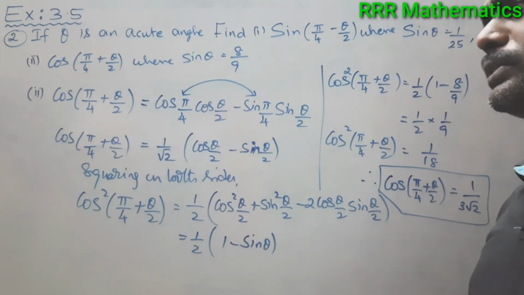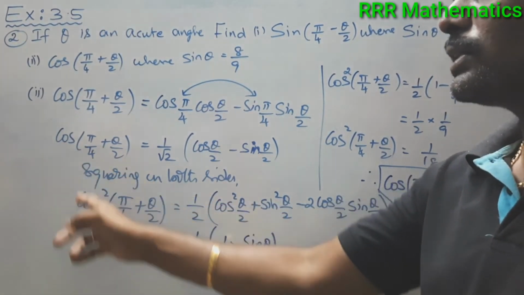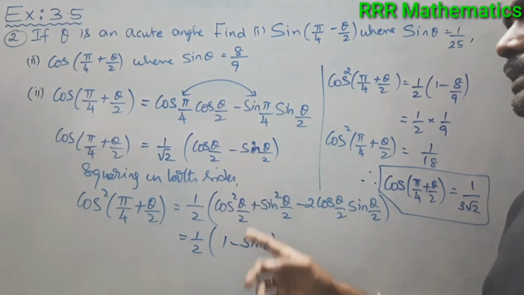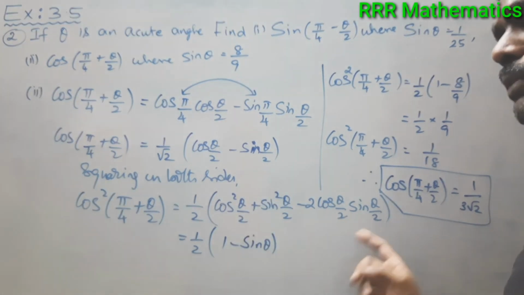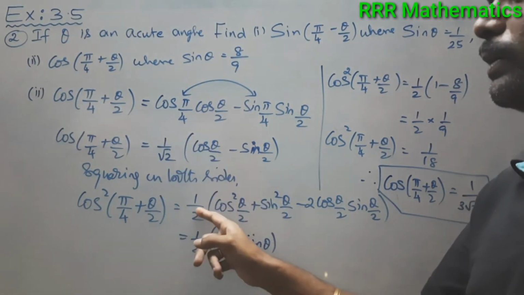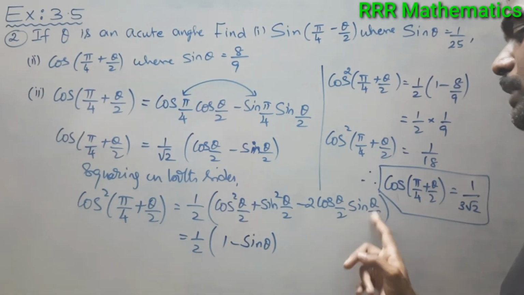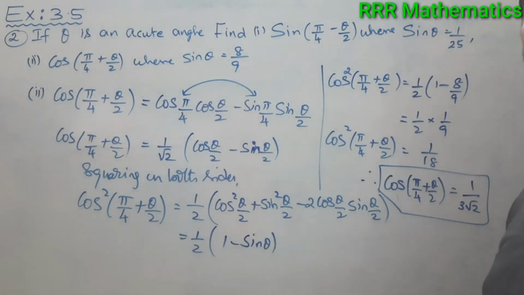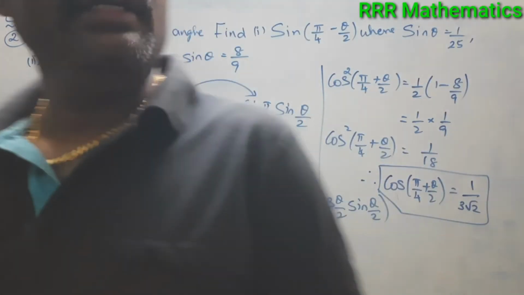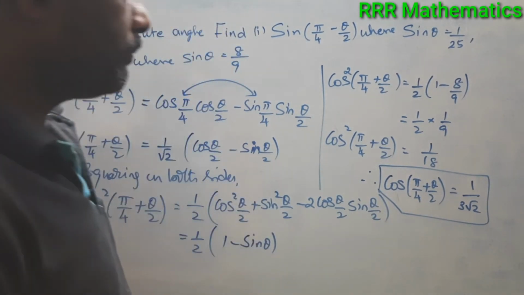I'll square both sides. So I'll get on the left hand side cos square of pi by 4 plus theta by 2. On the right hand side, I'll get a square plus b square minus 2ab. This 1 by root 2 becomes 1 by 2 when you square. It gives 1 minus, what is 2 sin theta by 2 cos theta by 2? Sin theta. What is sin theta? 8 by 9. When you substitute here and simplify, I am getting 1 by 18.